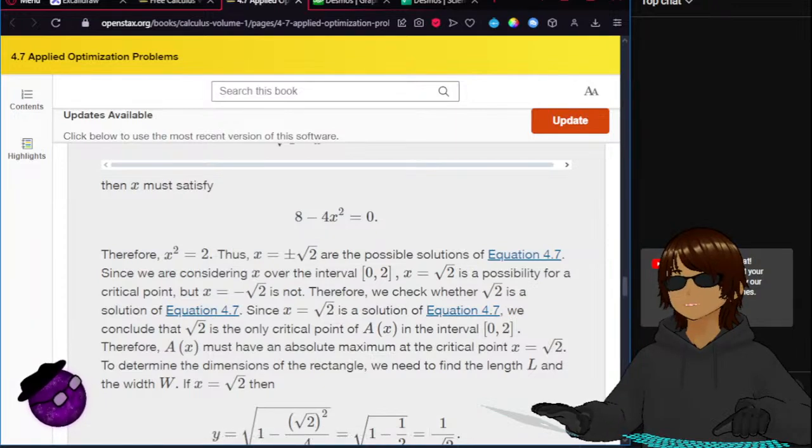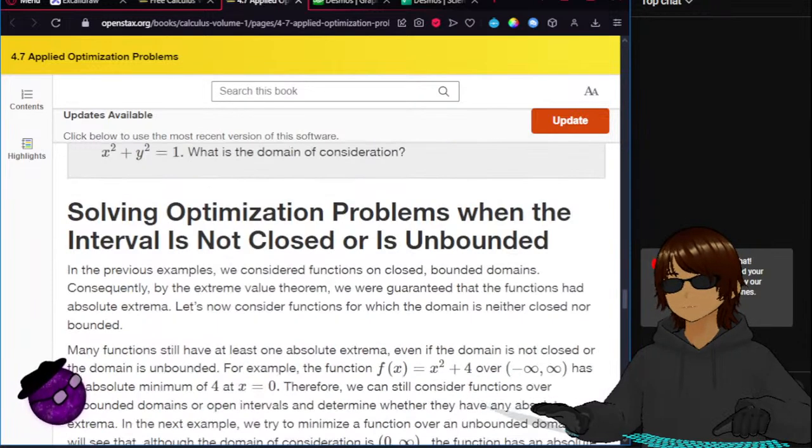Thus x is equal to plus minus root 2. Solving optimization problems when the interval is closed or is unbounded.